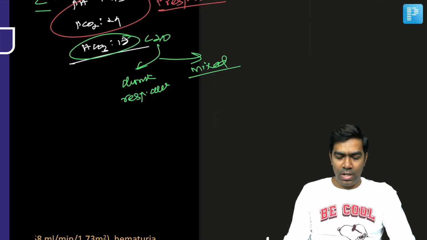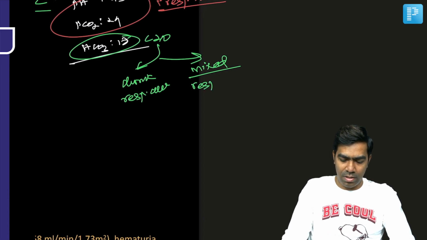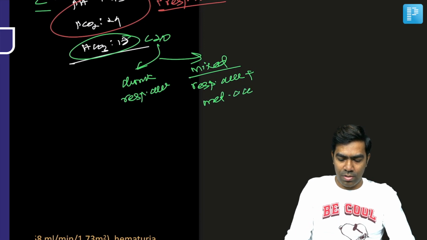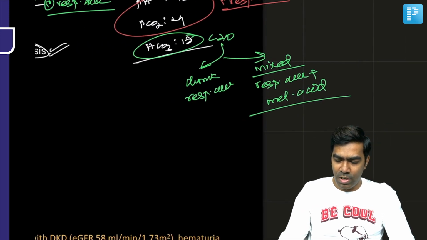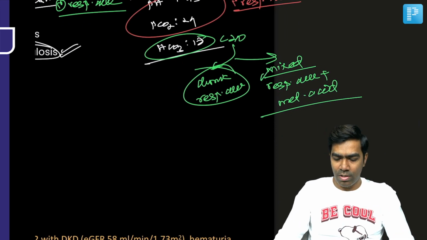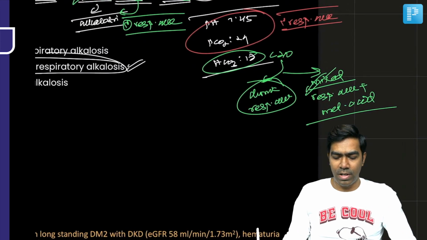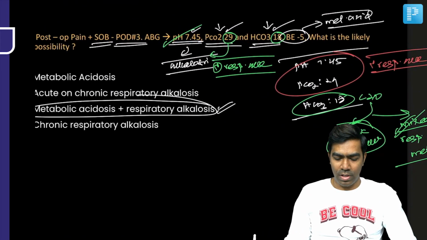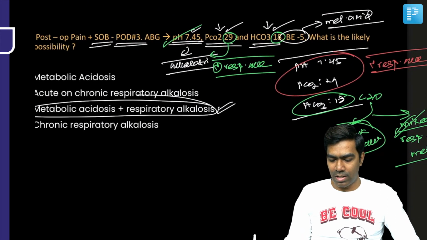But if it's less than 20, it's going to be either a chronic respiratory alkalosis or a mixed respiratory alkalosis and metabolic acidosis. That's the diagnosis. Here it's unlikely to be a chronic respiratory alkalosis just based on the history that's given. So I would recommend the diagnosis of a mixed respiratory alkalosis and metabolic acidosis only. The right answer for this question is option C. Again, straightforward one.